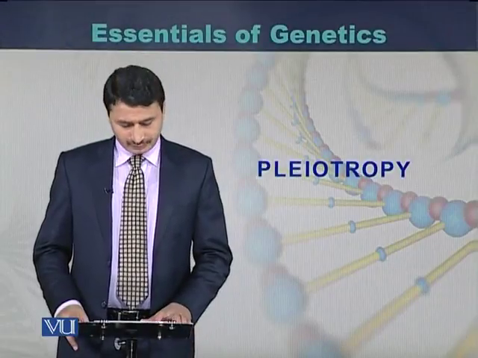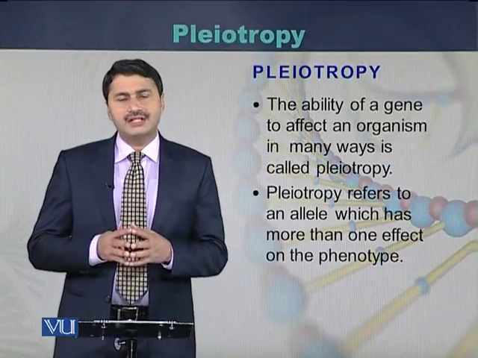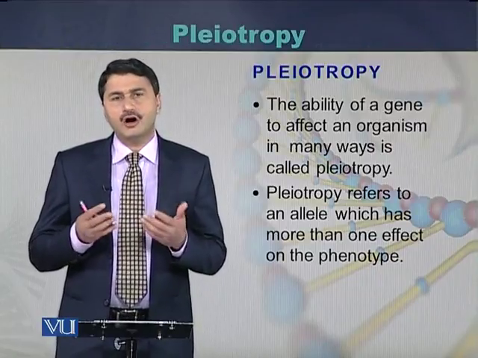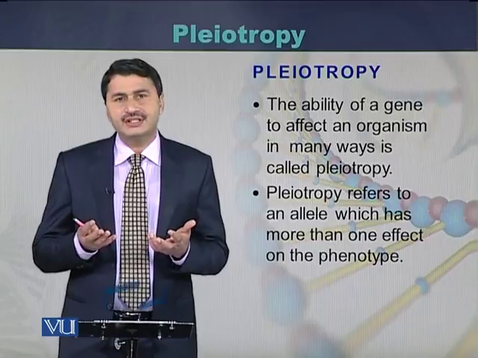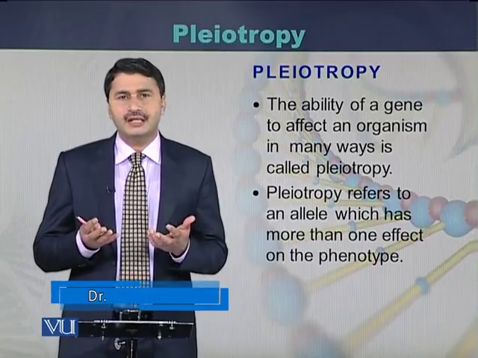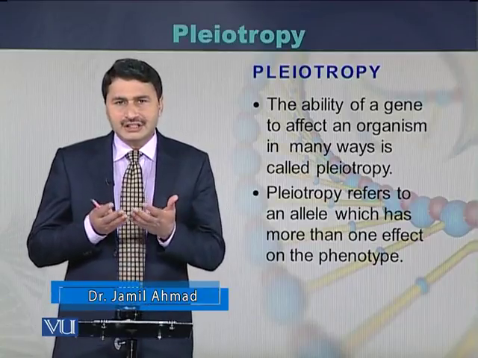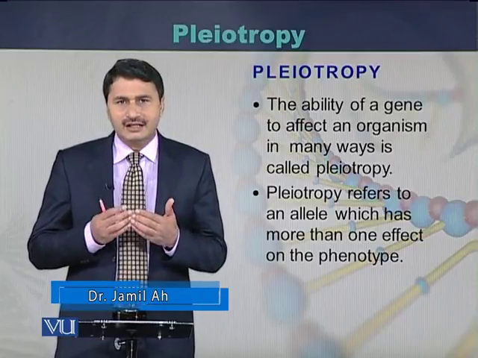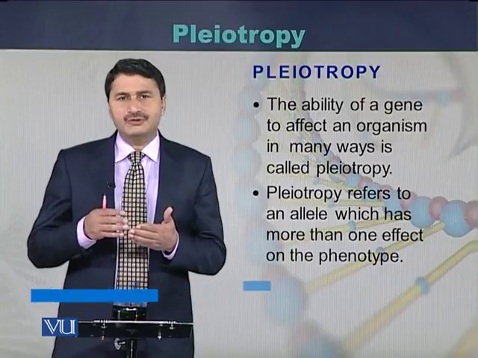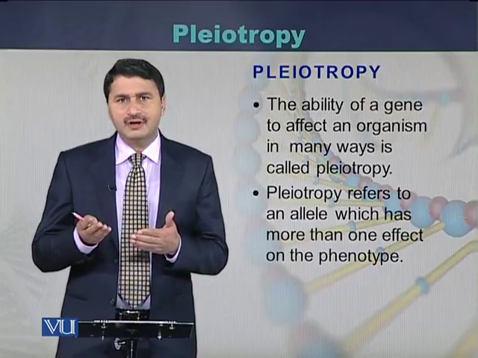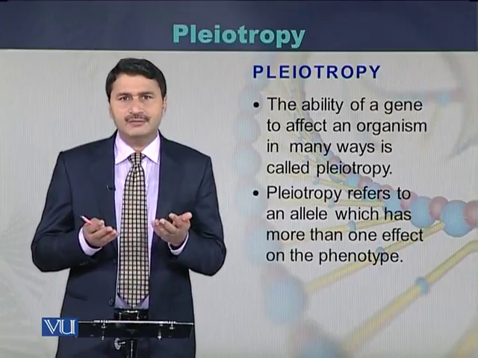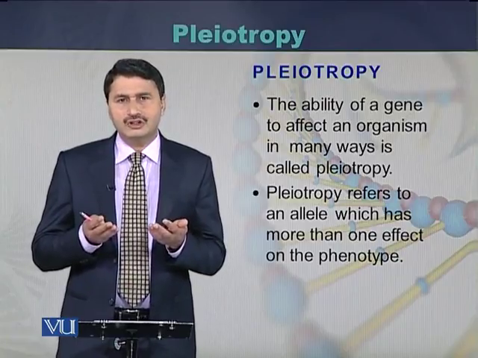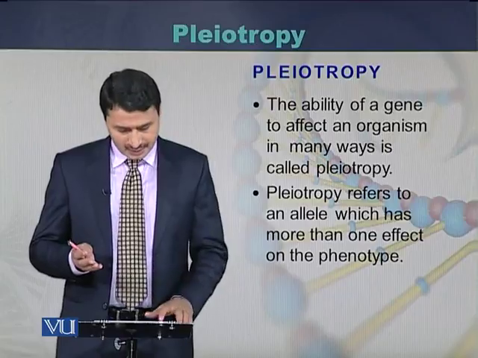Pleiotropy. The ability of a gene to express in an organism in many ways is called pleiotropy. It means that a gene, if it has more than one expression, on one hand produces some phenotype, while on the other hand it produces another phenotype. Such a phenomenon is called pleiotropy.